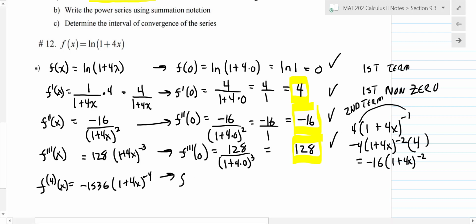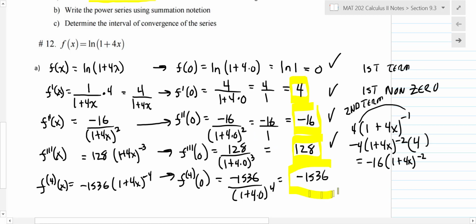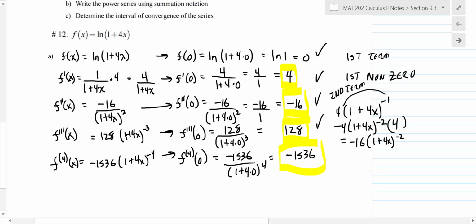Let's now do f4 of 0. That's going to be negative 1536. You're going to begin to see how to get the answer by now. The answer is just turning out to be that constant. So if you do that, you're going to get negative 1536. I'm going through that arithmetic pretty quickly, but that shouldn't be too big of a problem area.